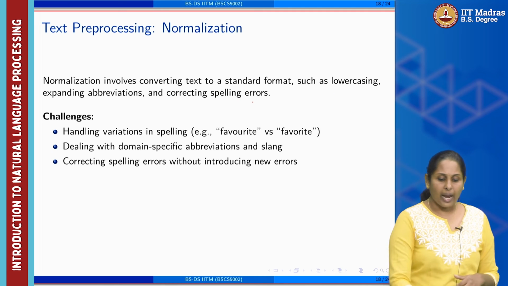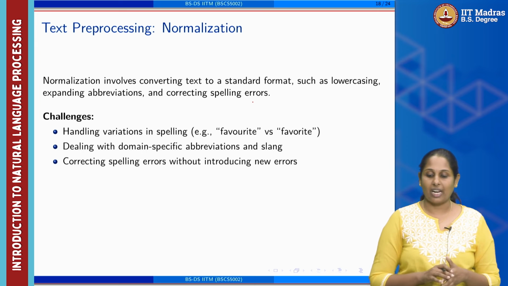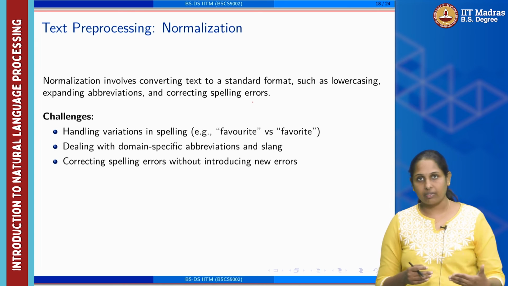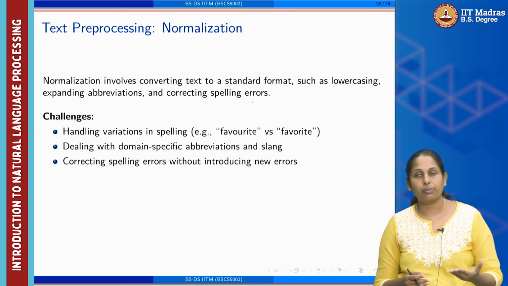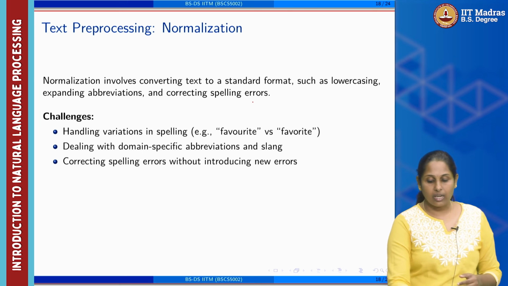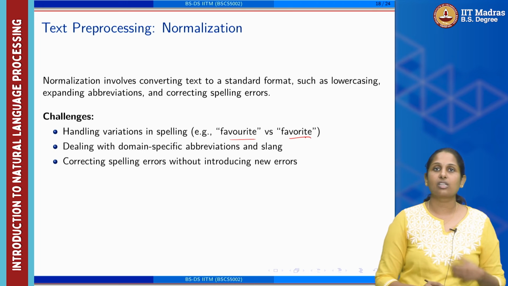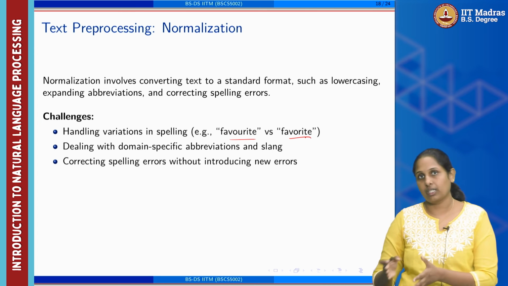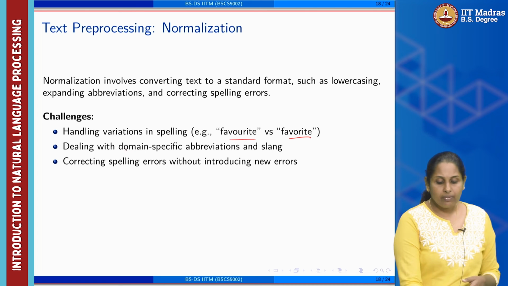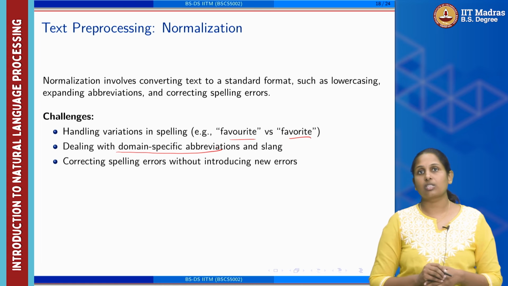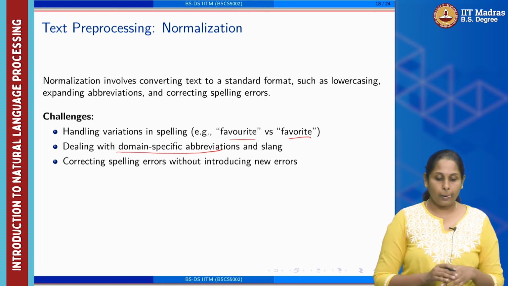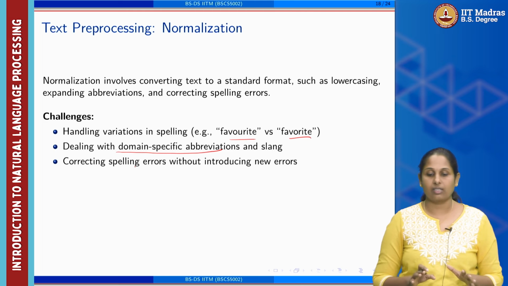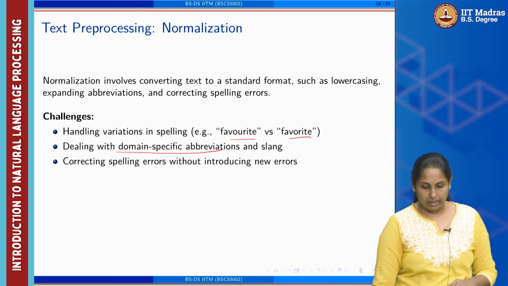Handling variations in spelling is always a challenge: which one to select, right? Again, it depends on what kind of application and who the people are that we are working with. That requires us to select which kind of spelling we need to make sure is represented in the text. Dealing with domain-specific abbreviations and slang is very important, and correcting spelling errors without adding any new errors is an important aspect of normalization.